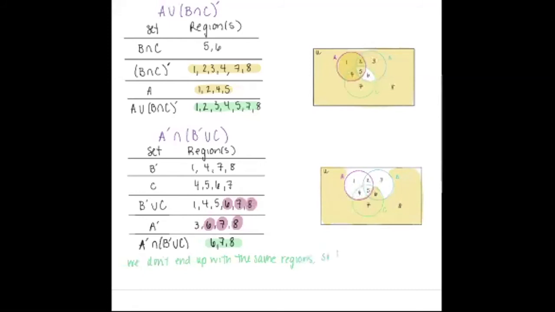So these are not equal. So what you can say is A union B intersect C complement is not the same as A complement intersect B complement union C. Okay.